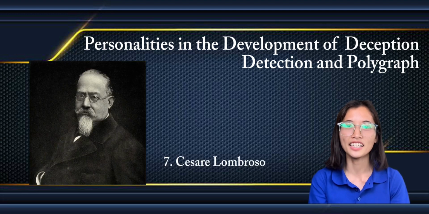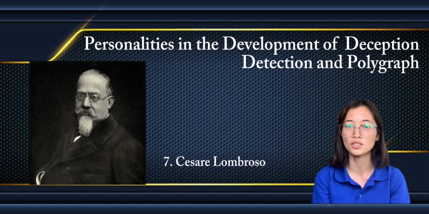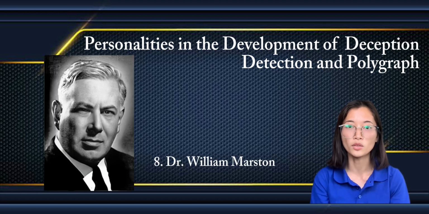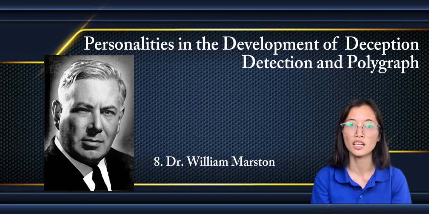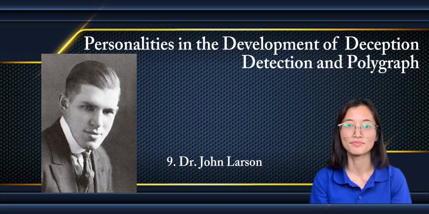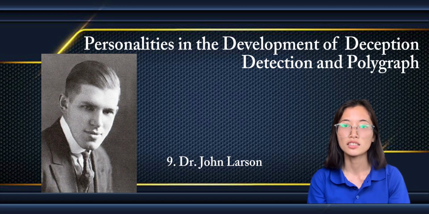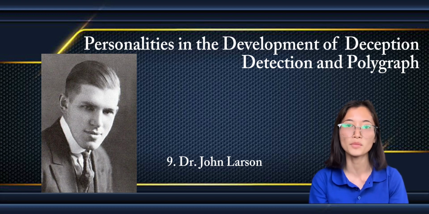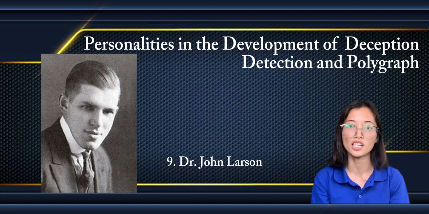Cesare Lombroso. In 1895, he used measurement of blood pressure changes during interrogation using a water pressure apparatus. This water pressure apparatus is known today as hydrosphygmograph. Dr. William Marston established in 1915 the relevance of blood pressure changes in the systolic blood pressure. Dr. John Larson developed the first instrument to record simultaneously a person's blood pressure, pulse rate, and respiration changes. This is the first polygraph machine suitable for use in criminal investigation.